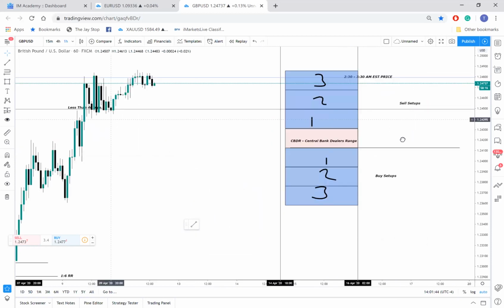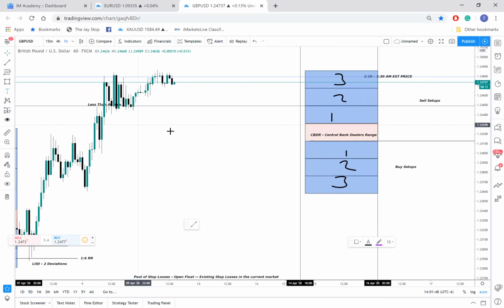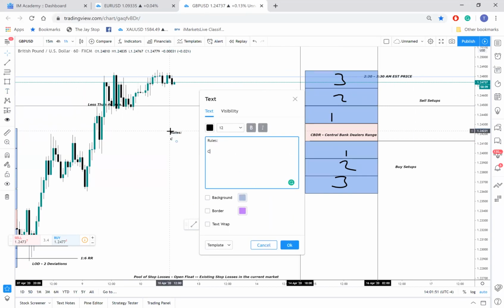So that's the central bank dealer's range, guys. Some rules. The central bank dealer's range must be 15 pips and above in a clear range, not trending, from 4 to 8 p.m. Eastern, and no bigger than 40 pips. Your Asian range ideal is 20 pips and more. And then just keep in mind that we use the bodies for the central bank dealer's range and not the wicks.